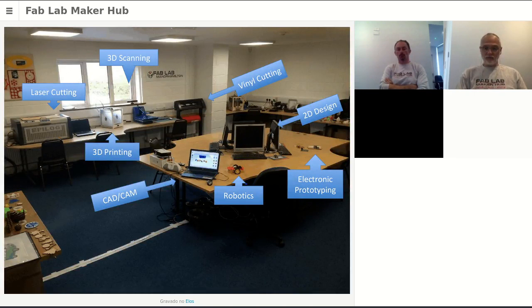So what's in a Fab Lab? That was our original home back in Manor Hamilton. We had laser cutting, 3D printing, 3D scanning, vinyl cutting, robotics, electronics, all that kind of stuff crammed into a room that was about, what, 6 meters by 8 meters, roughly.